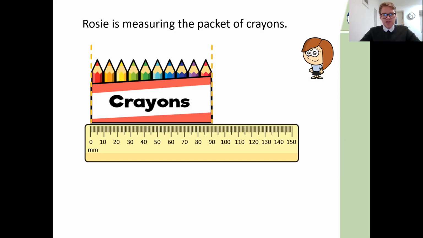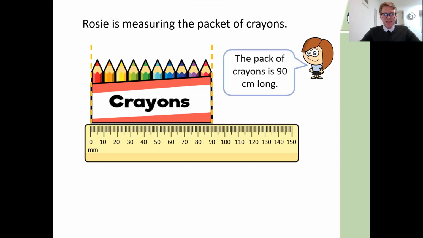Now, really tricky question for you. How many centimeters is that? Rosie says the pack of crayons is 90 centimeters long. Do you agree? Well, hopefully not, because the ruler, this side of the ruler, is talking about millimeters. So we know that that one's not quite right.